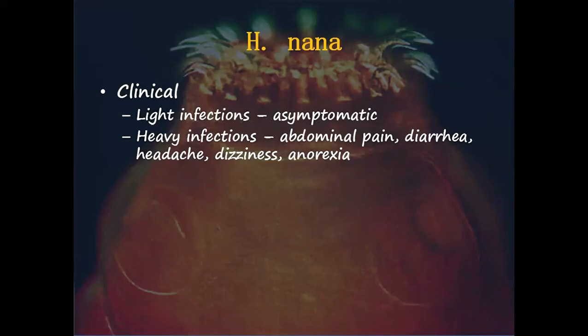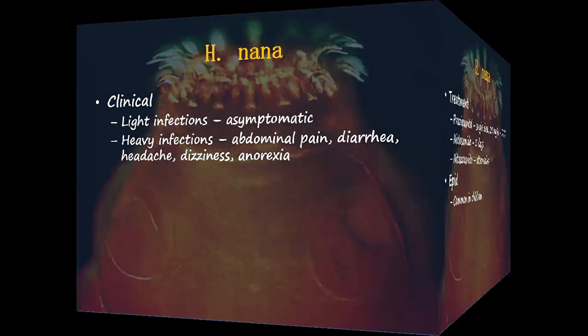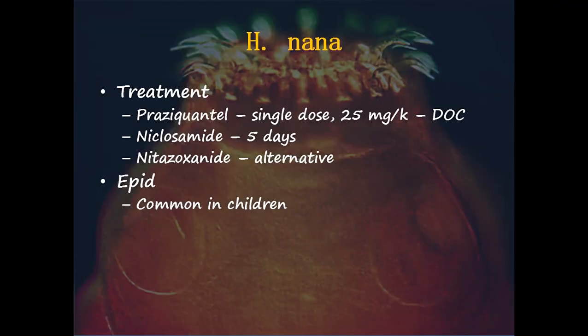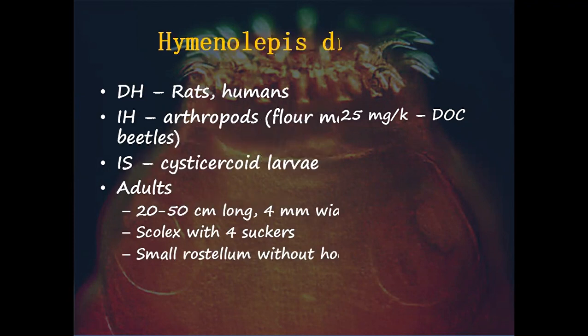Okay, so that's just the life cycle. Clinically, light infections will be asymptomatic. Heavy infections will have abdominal pain, diarrhea, headaches, dizziness, anorexia. Treatment is praziquantel, which is the drug of choice. So please take note of the different drug of choice. You can alternatively use niclosamide or nitazoxanide as alternatives. Okay, commonly, probably more common in children than among adults.